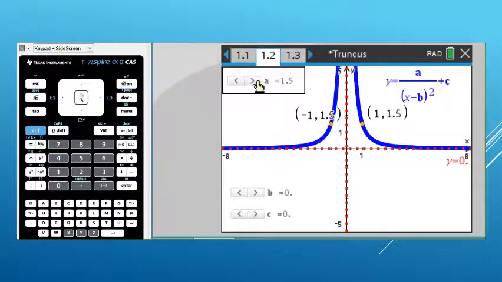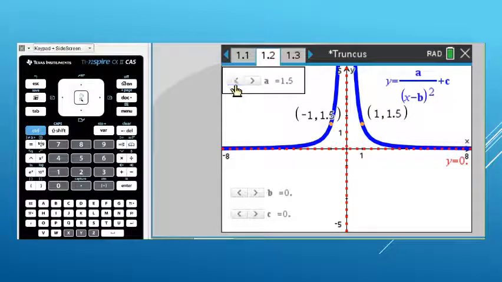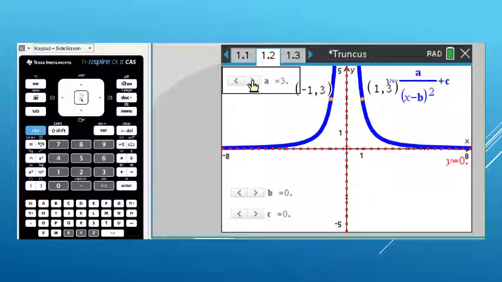So as I change the value of a, we find that the truncus is dilated from the x-axis by a factor of a. In this case it's a factor of 2. That point is now twice as high, so is that one, as the original when a was 1. If I make a 3, you can see the point has now been dilated by a factor of 3. It doesn't change the basic shape of the truncus, it still has that trunk-looking shape, and still has the vertical asymptote and the horizontal asymptote at x equals 0 and y equals 0. So a causes the graph to be dilated.